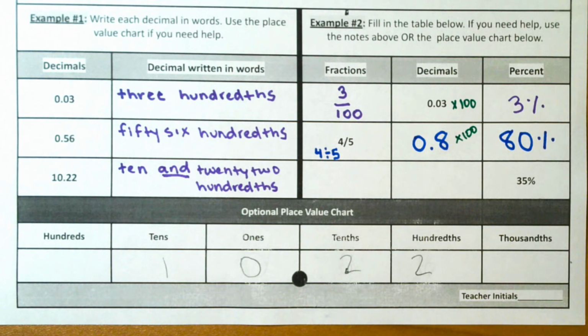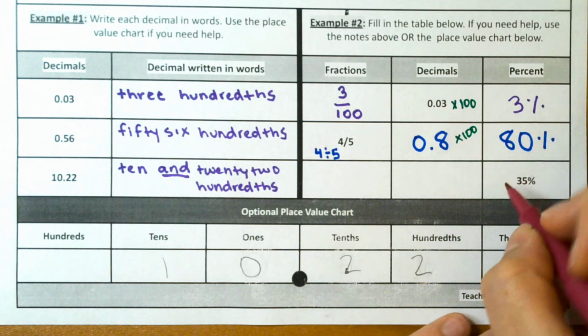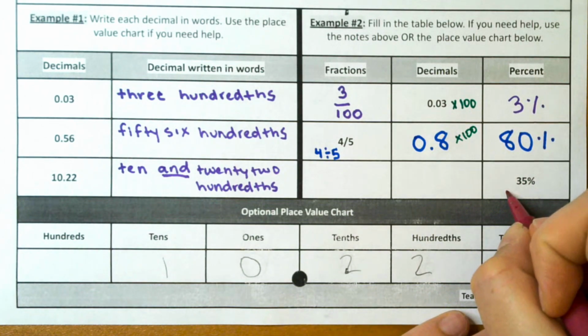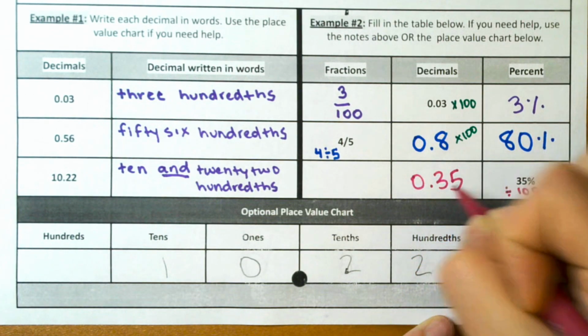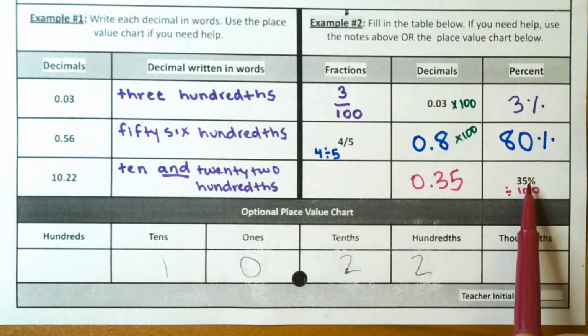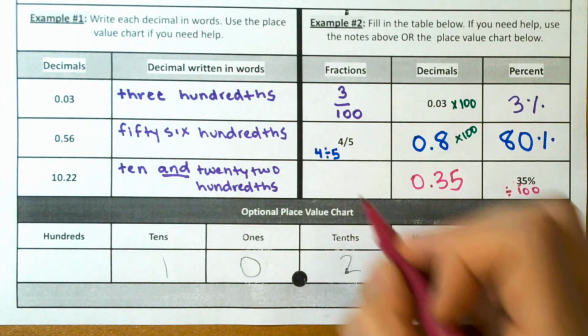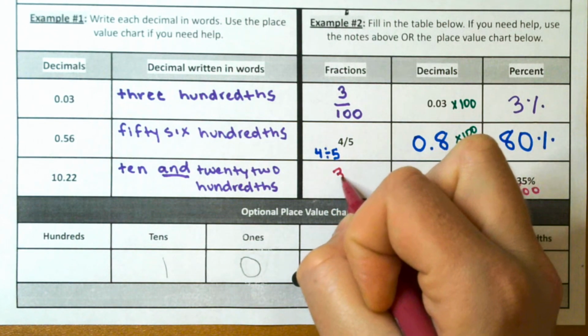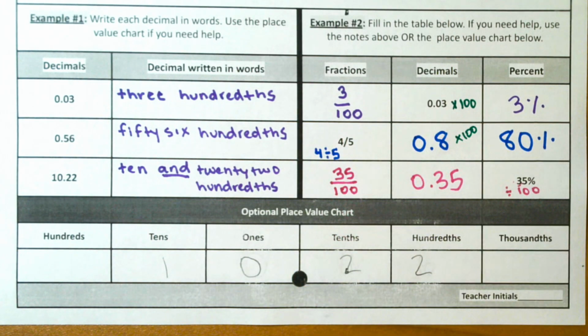And then our last one, to go from a percent to a decimal, there are a lot of different ways. Number one, you could divide by 100 and get 35 hundredths. You could move the decimal 2 spots to the left. Or you could remember that percents are always out of 100. So we could write it like this, 35 hundredths. Once you have this down, go ahead and flip to page 2.